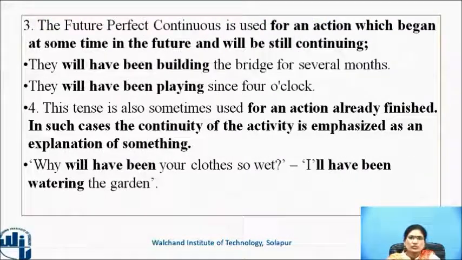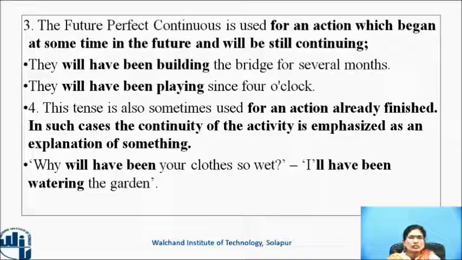The future perfect continuous is used for an action which began at some time in the future and will be still continuing. For example, they will have been building the bridge for several months. They will have been playing since 4 o'clock.